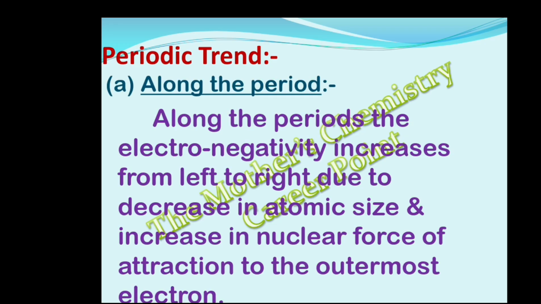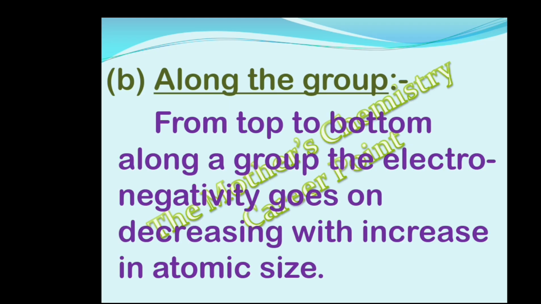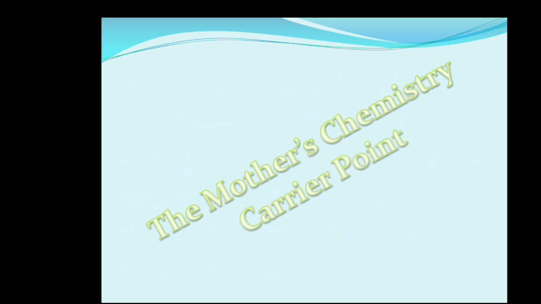Periodic trend. Along the periods, the electronegativity increases from left to right due to decrease in atomic size and increase in nuclear force of attraction to the outermost electron. But what happens along the group? From top to bottom along a group, the electronegativity goes on decreasing with increase in atomic size.